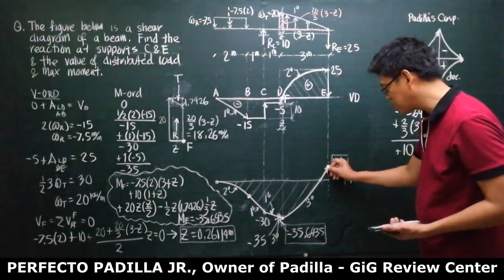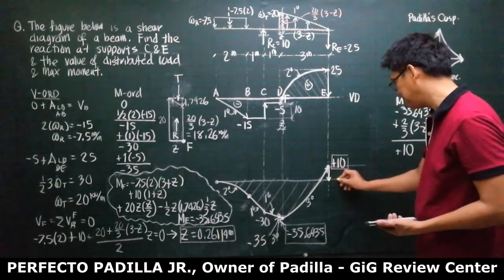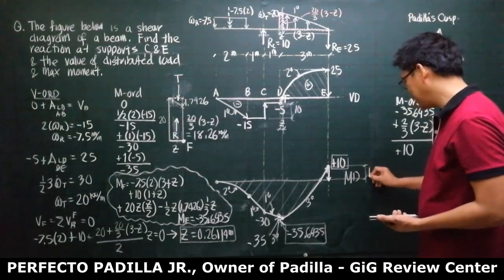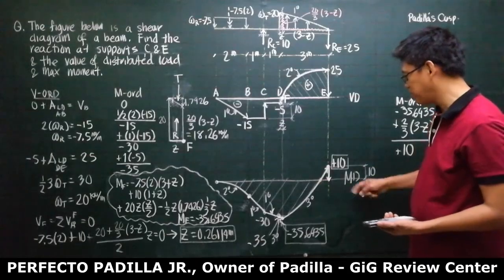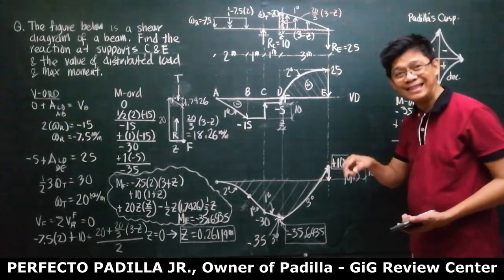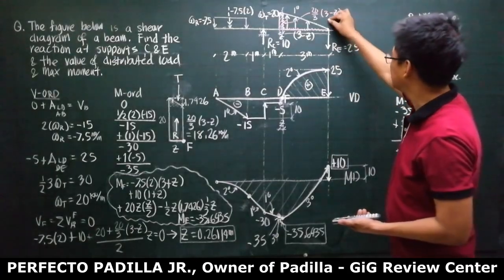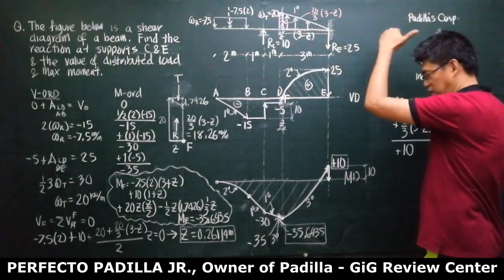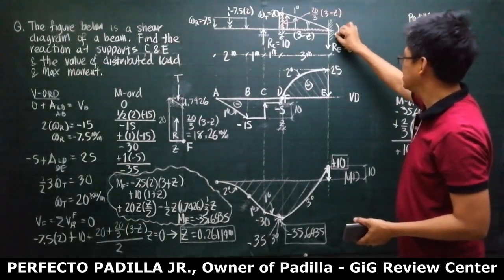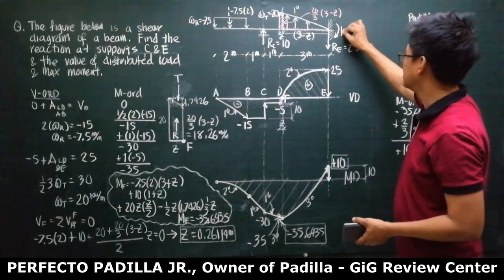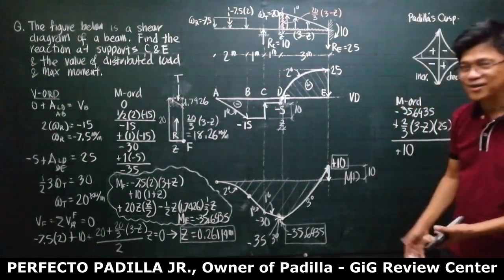So in order to zero it, there must be a downward 10 here, right? Meaning, at this point, there is a moment of 10, a downward moment, negative moment, right? So, it means here, this must be a fixed support, right? And we have here a moment that is equal to 10. You get it? You follow? Okay? So, you may copy.